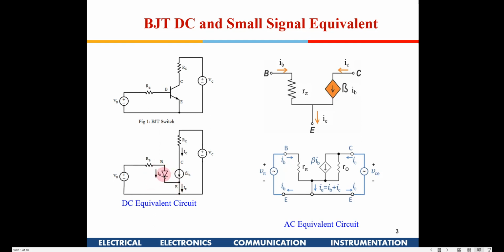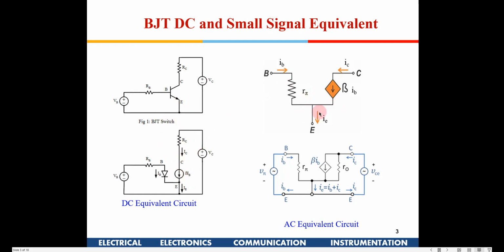And how to compute the base-emitter current? If VB is applied, and this is a ground here, then VB minus the diode voltage, which is 0.7, divided by RB will be the current IB flowing, and the collector current will be beta times IB. So you can accordingly compute the drop across RC when you apply a VC here, and what VCE is. So this is the DC analysis.